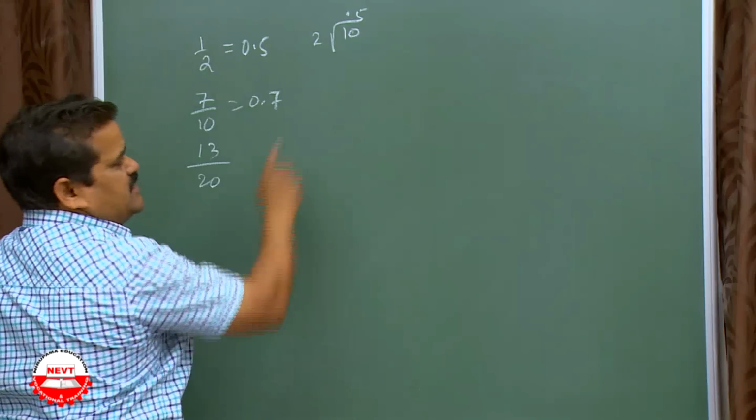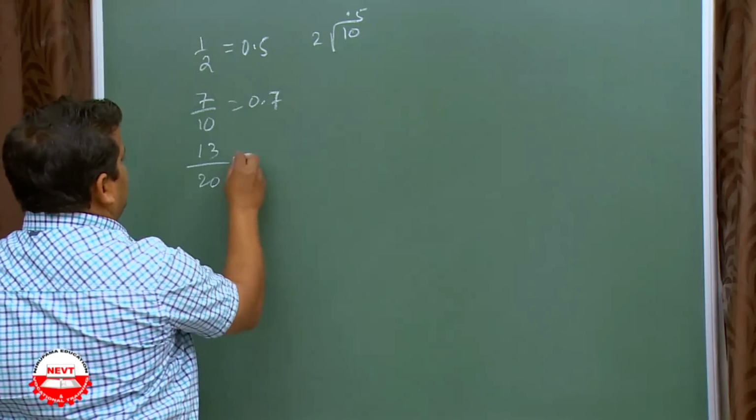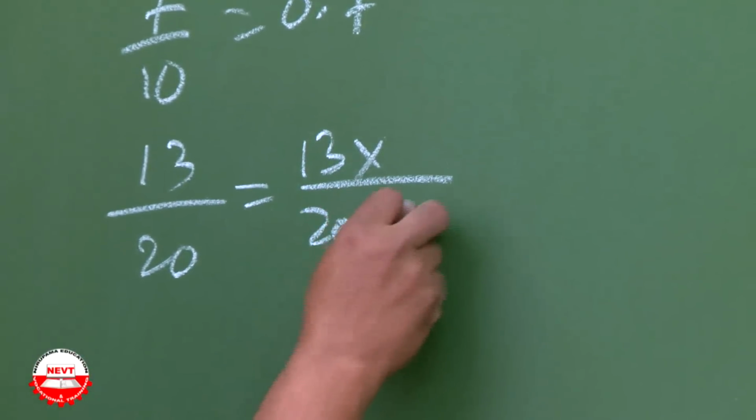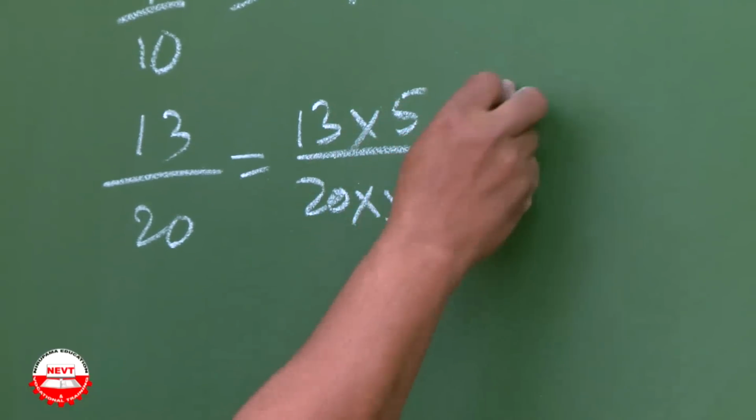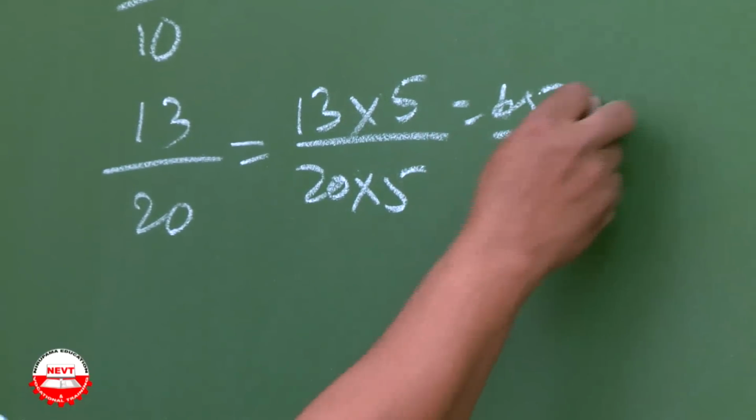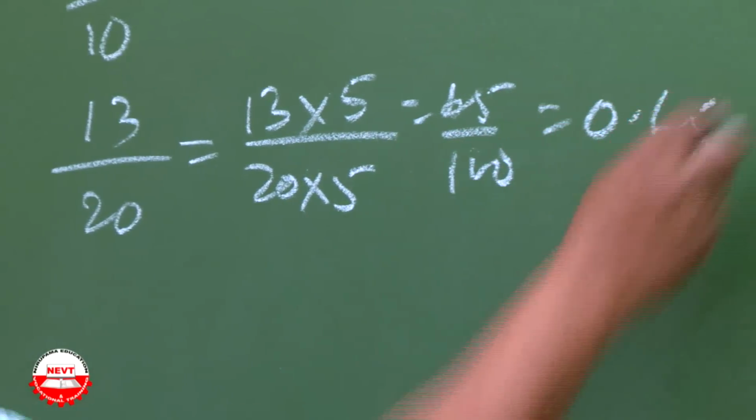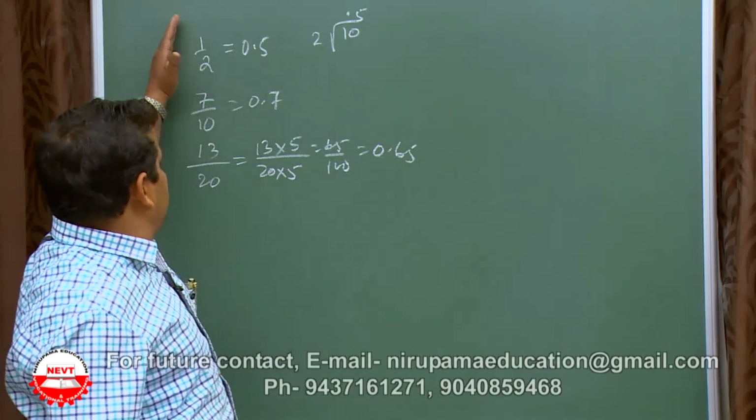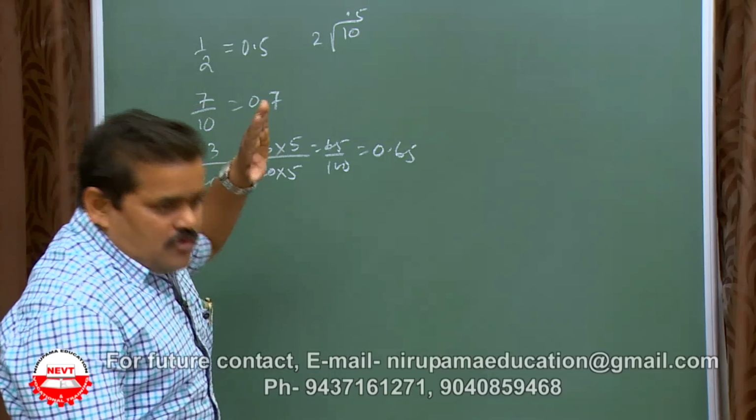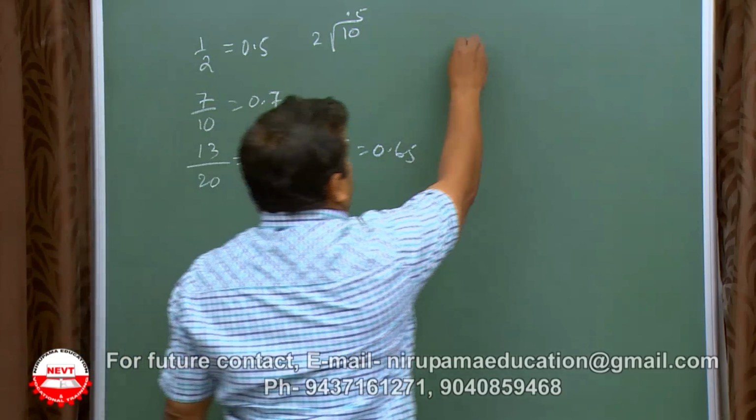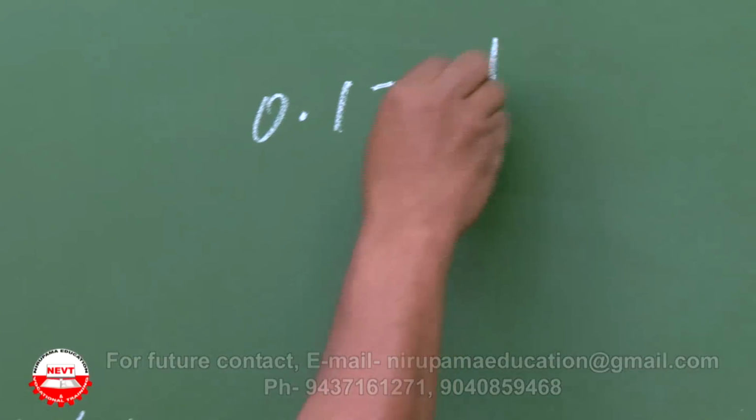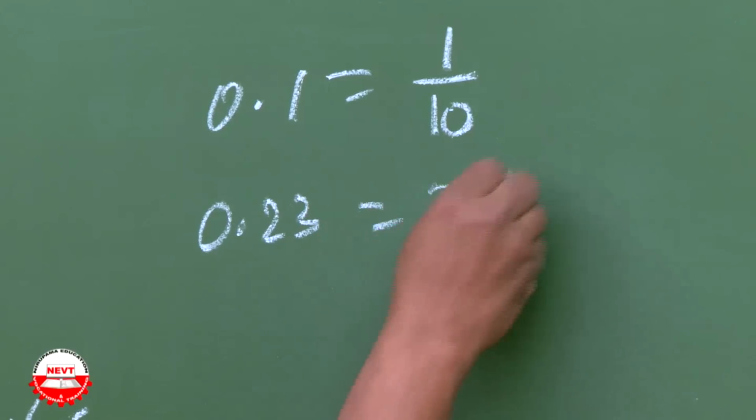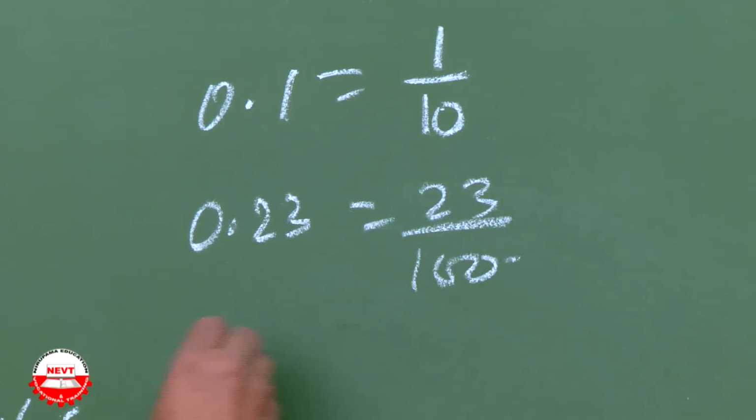Let's say 13 by 20. You can make it long division and find its decimal, or like this we can do 13 into 5 over 20 into 5, that means 65 by 100, which means 0.65. So these are the finite decimals, that means they can be expressed in the form of P by Q. Or indirectly I can say that 0.1 means it is 1 by 10. 0.23 means it is 23 by 100.